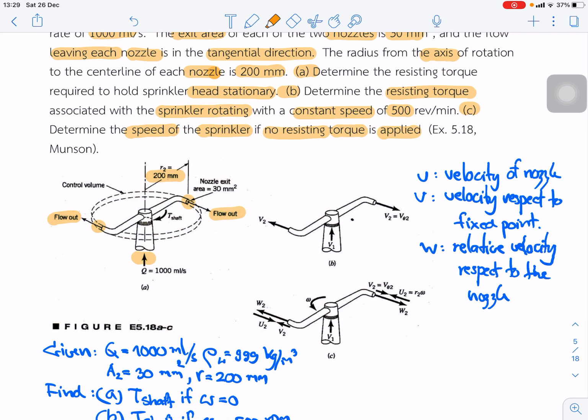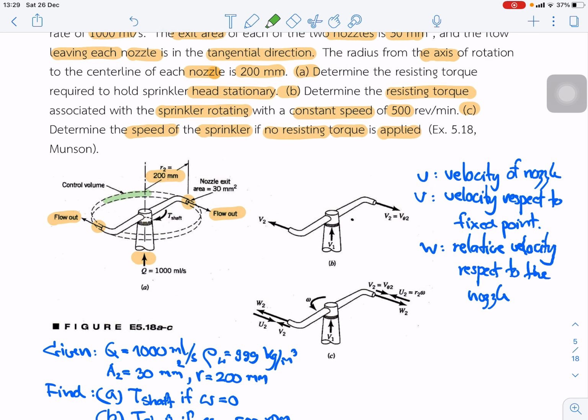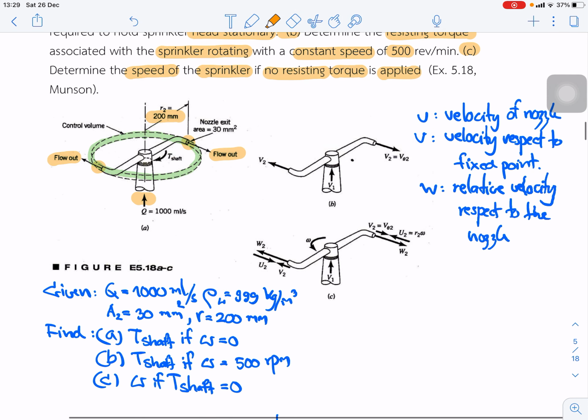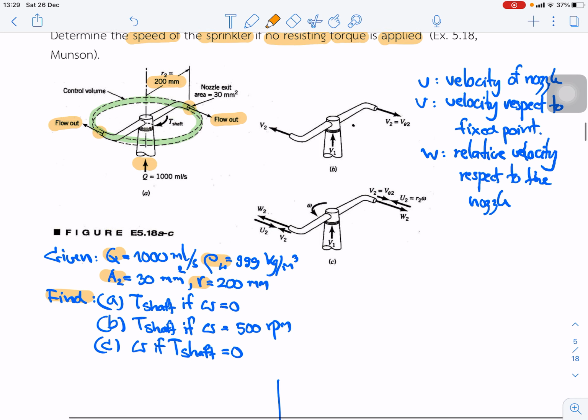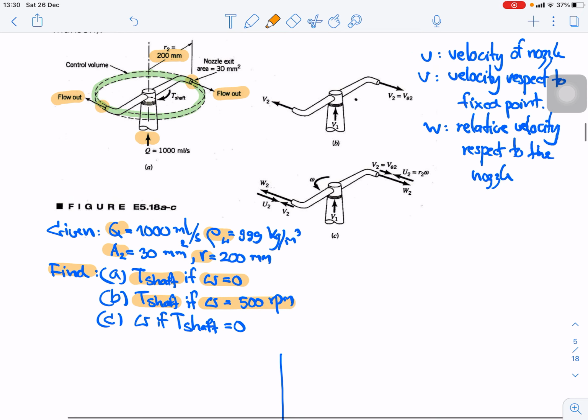Okay, so we draw the control volume. And given data, we are given Q of 100,000 milliliters per second, then the water area A2 at the nozzle, and the radius. So we want to find the torque if the angular velocity is 0, B, the torque if the angular velocity is 500 rpm, and C, the angular velocity if the torque is 0.